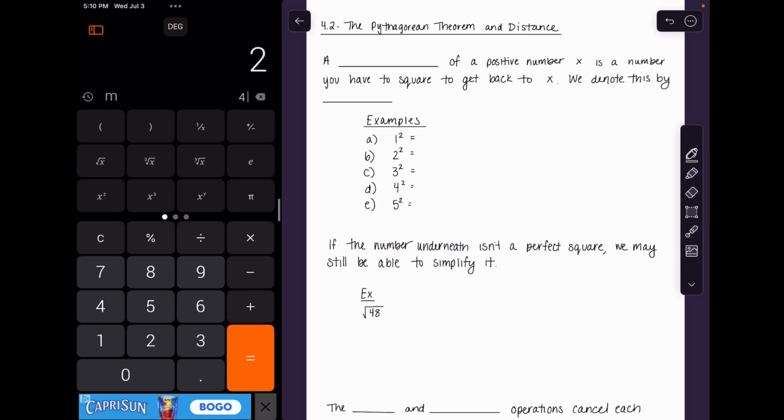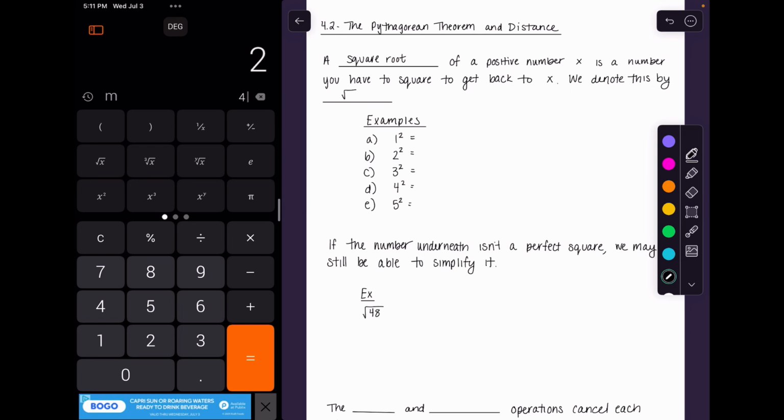So the process to undo that is going to be something called a square root. I'm going to go through the definition, but I think it'll make a lot more sense when I give you some visual examples. So a square root of a positive number x is a number you have to square to get back to x itself. We denote this by what's called a radical. It kind of looks like that long division symbol, but it has that foot on it.